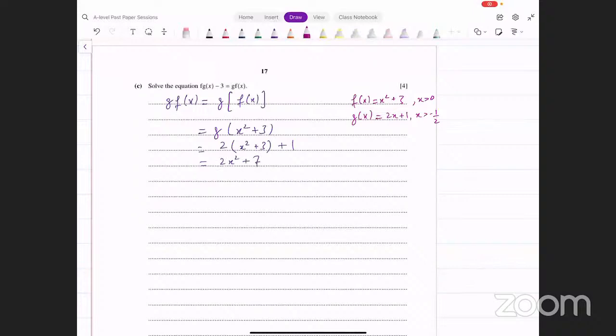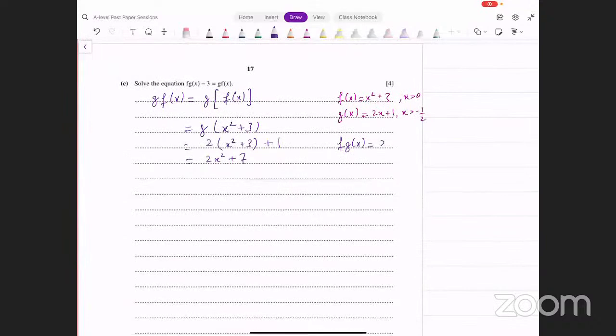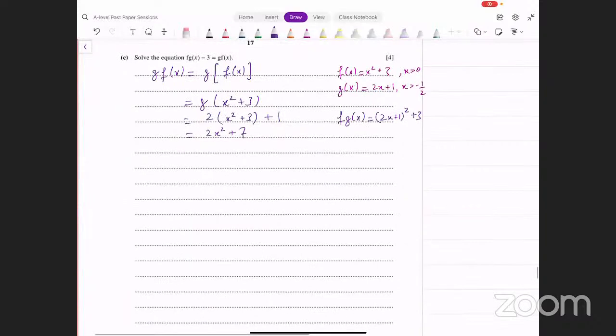Now let's write the equation. We already knew fg of x from above. What was fg of x? Let's write that down as well. It was (2x plus 1) whole square plus 3. Let's solve that equation now: fg of x minus 3 equals gf of x. Input the values inside: fg of x is (2x plus 1) whole square plus 3, and then we have minus 3, that equals 2x square plus 7.